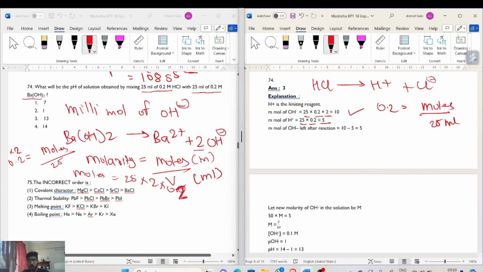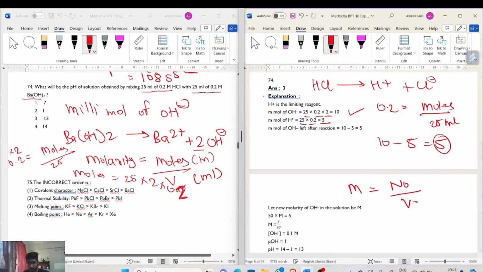So when we mix these two, what will be the resultant solution? 10 millimoles of OH minus will dominate over 5 millimoles of H plus. So 10 minus 5 is equal to 5 millimoles. So we have 5 millimoles of OH minus now. Again we will use the concentration formula, that is molarity is equal to number of moles divided by volume of solution in liter.